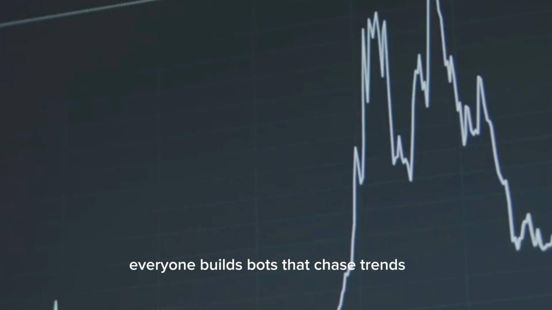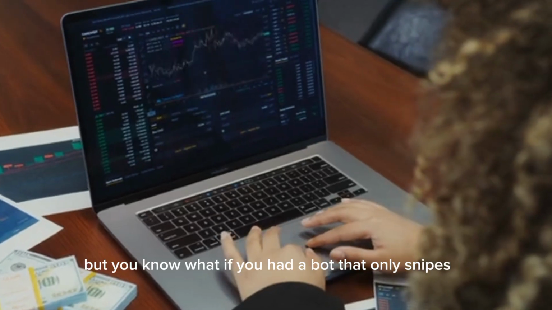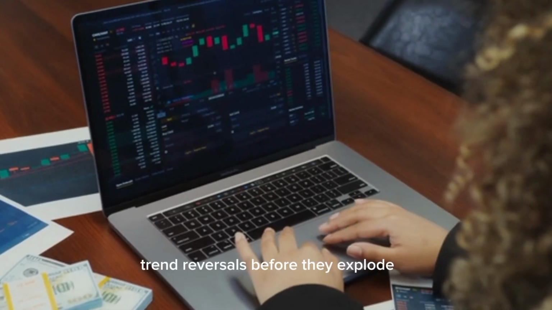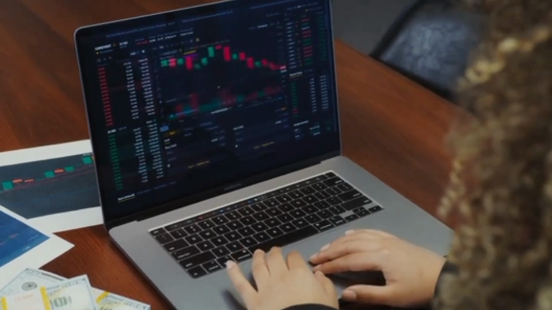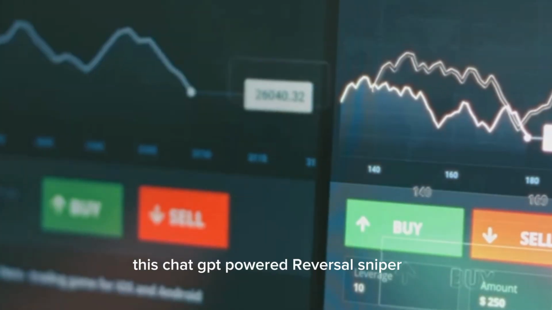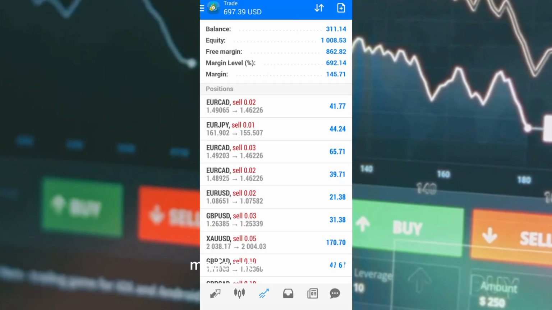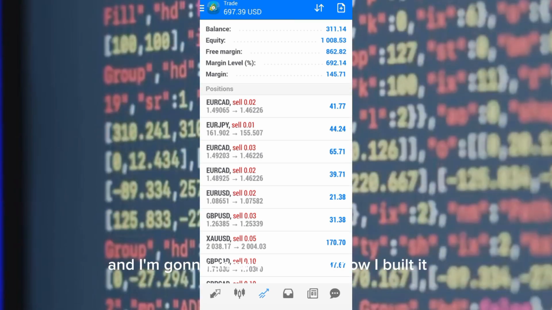Everyone builds bots that chase trends. But what if you had a bot that only snipes trend reversals before they explode? This ChatGPT-powered reversal sniper made me over $1,000, and I'm going to show you exactly how I built it, step by step, with zero fluff.